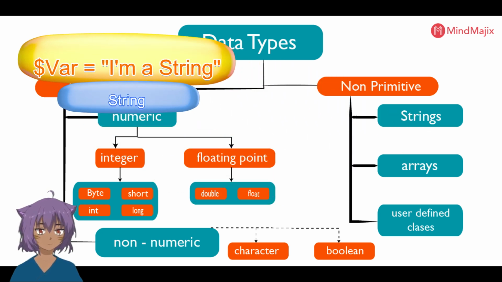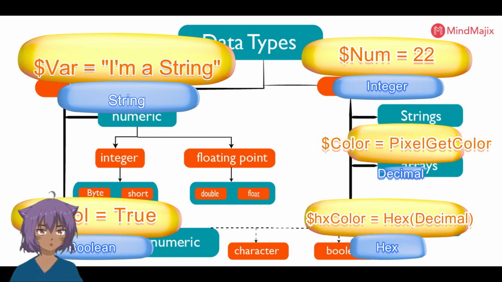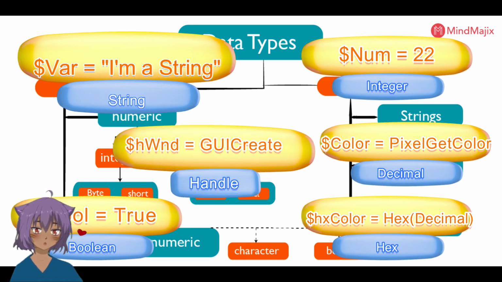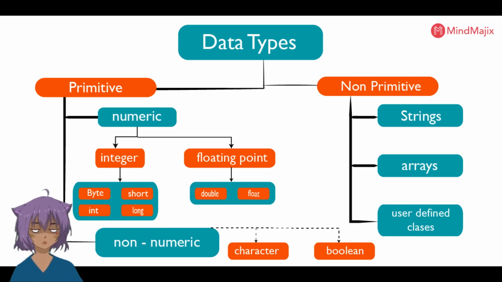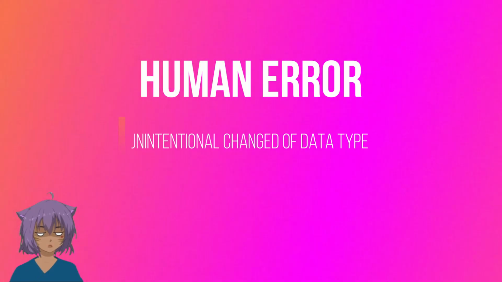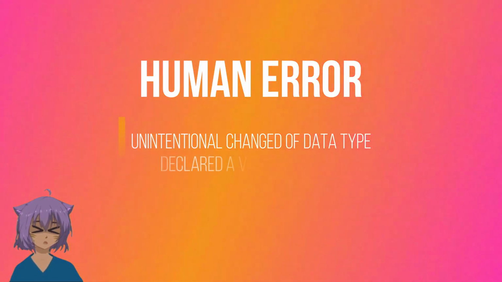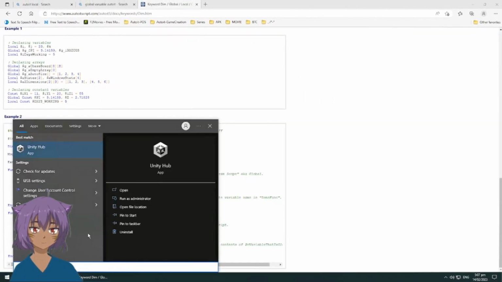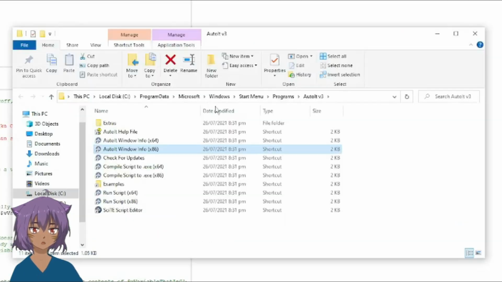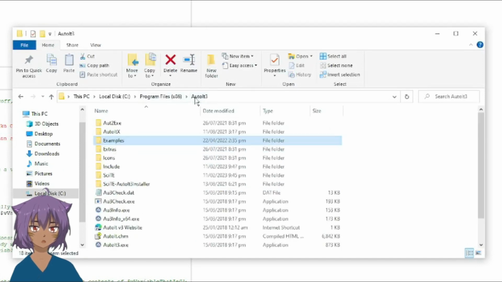Variables can be in one of many data types: string, integers, boolean, hex, decimal, and there are even more unique data types that only AutoIt can recognize. So be aware when assigning a value to a variable. Mostly, through human error, while assigning or changing the values, the data type changes without noticing it, resulting in a mismatch or wrong output.